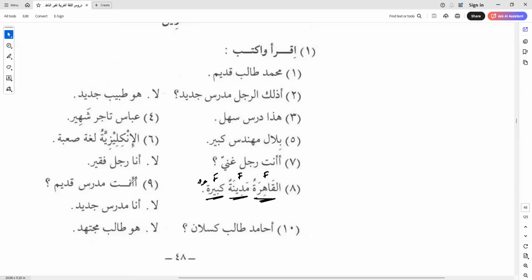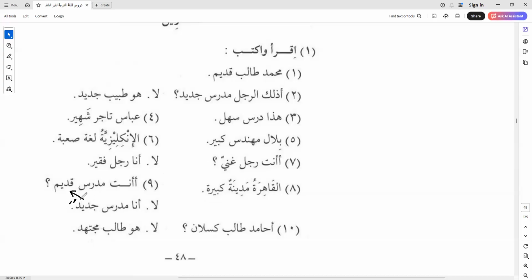Let's look at number 9. That is التاسع. أأنت مدرس قديم؟ Are you an old teacher? Somebody is asking, are you an old teacher? And the person says, لا, no. أنا مدرس جديد. I am a new teacher.